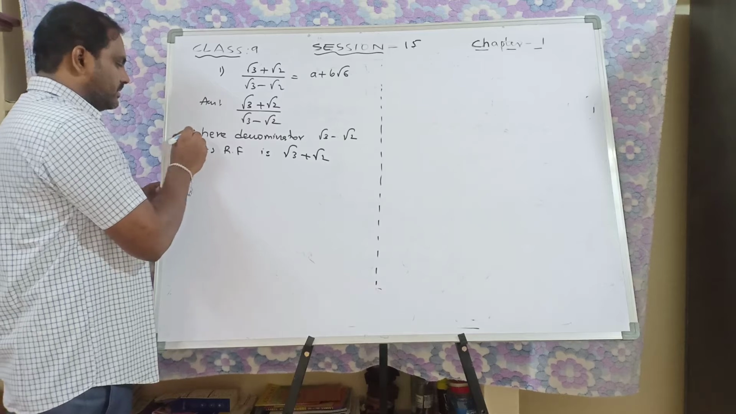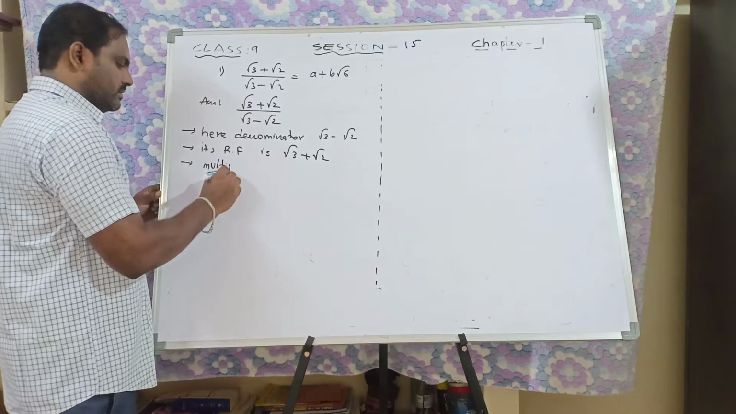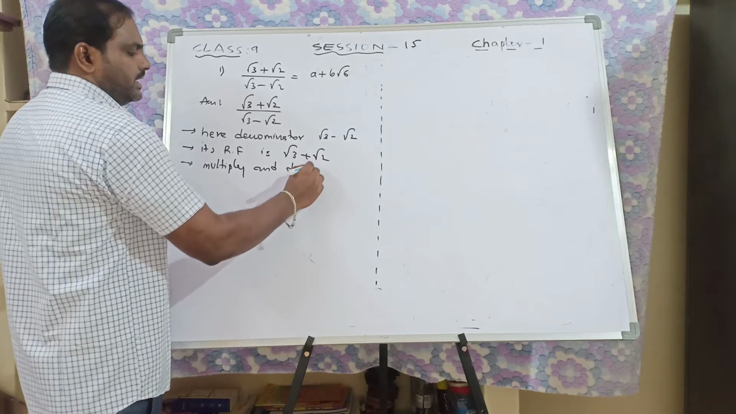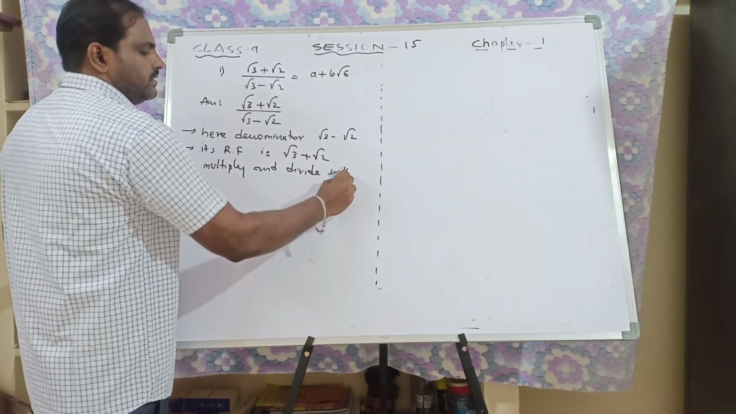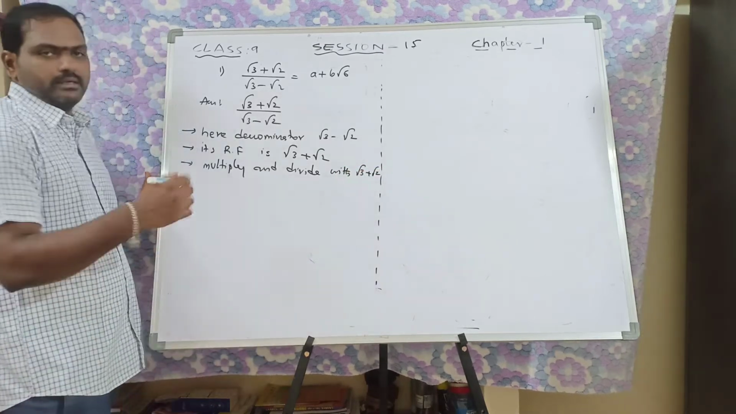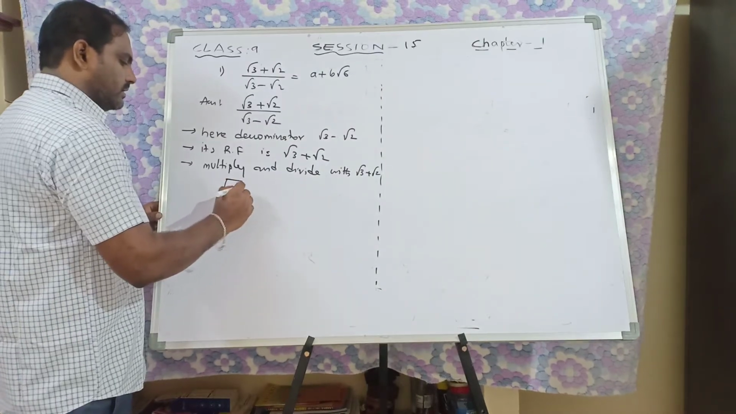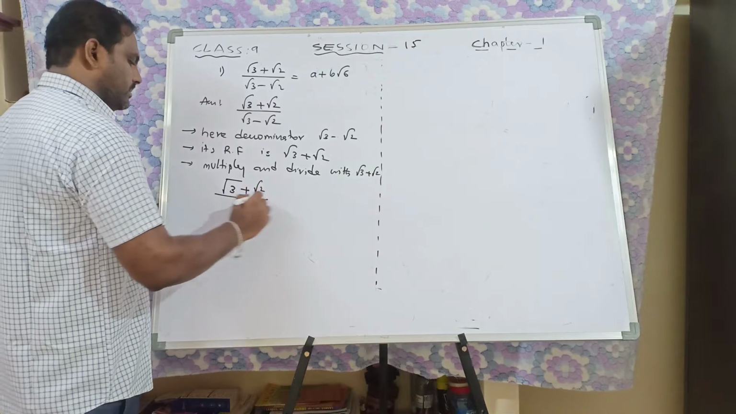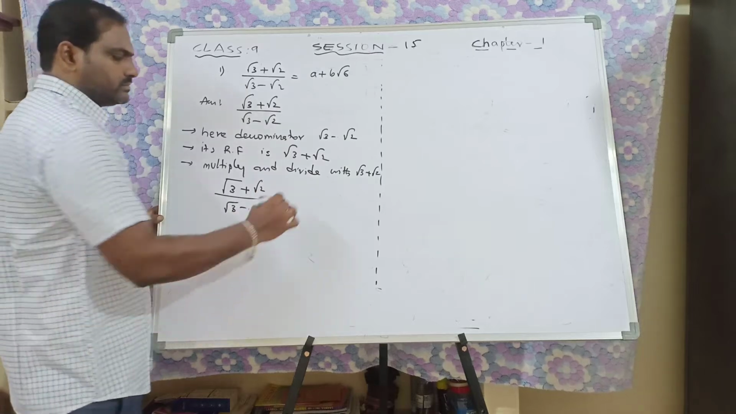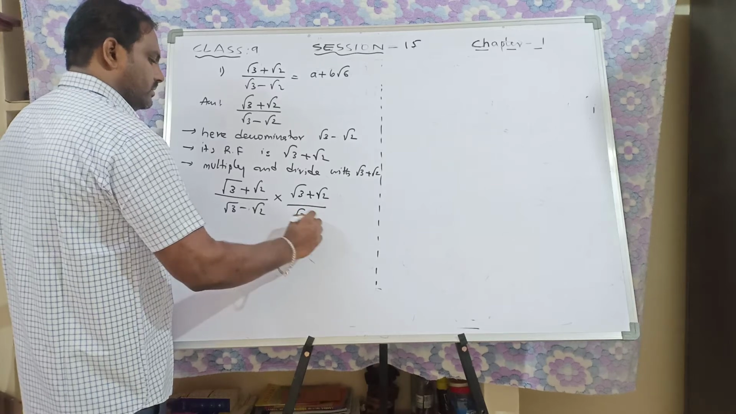Now what is the next step? Multiply and divide with the rationalizing factor, root 3 plus root 2. We have already done how to rationalize, and the same method we have to follow. Now I am doing that. Look at this: root 3 plus root 2 by root 3 minus root 2, into root 3 plus root 2 by root 3 plus root 2.